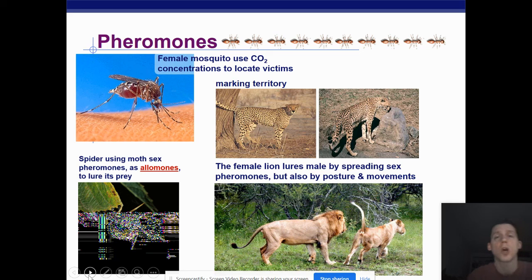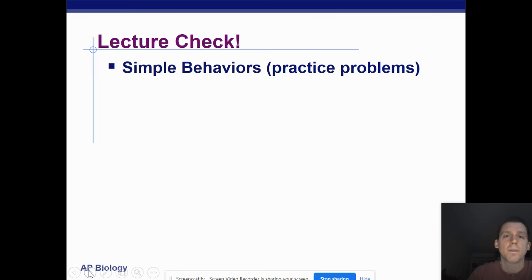Female mosquitoes use carbon dioxide concentrations to locate victims. Not exactly a pheromone, but it's the same idea. This is how mosquitoes are attracted to us in the summer. They can track the CO2 that we emit from breathing. All right, and we are going to stop there. That was learned behaviors.